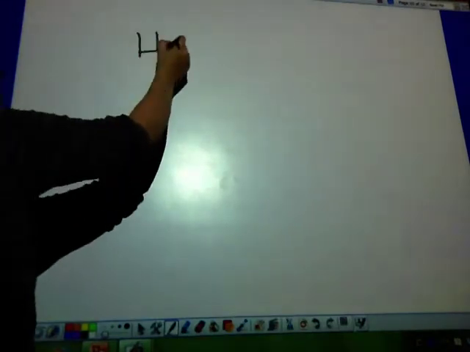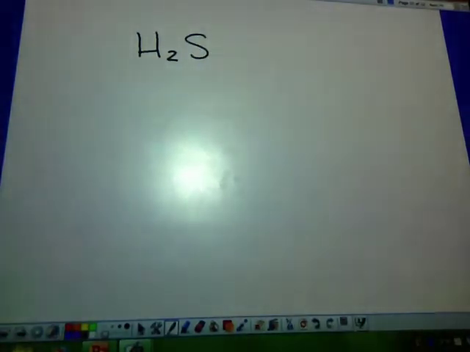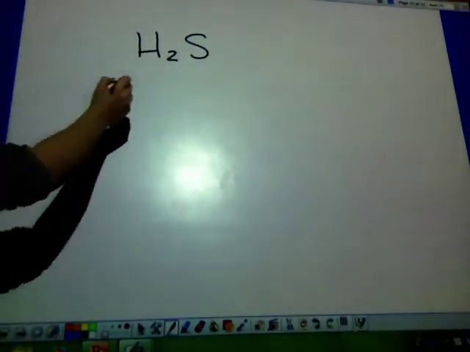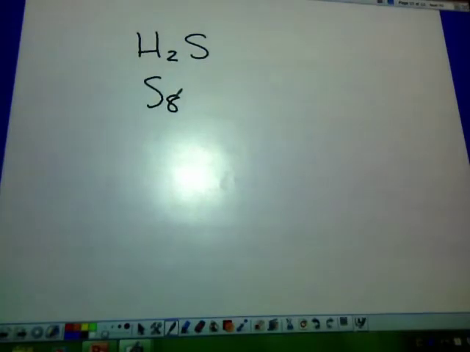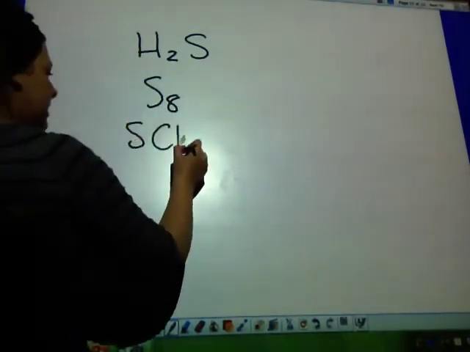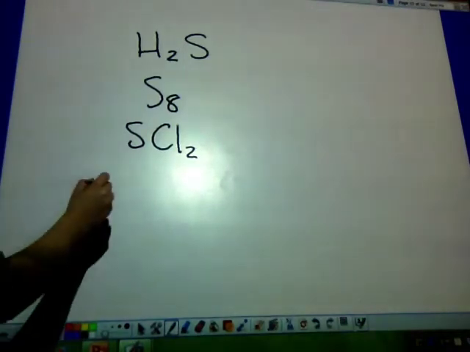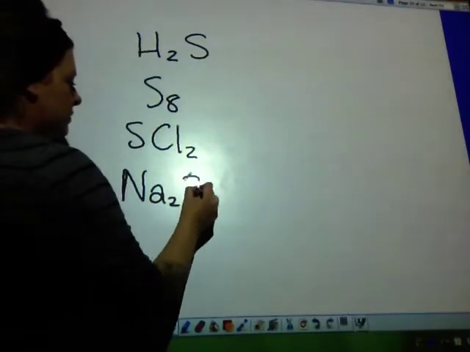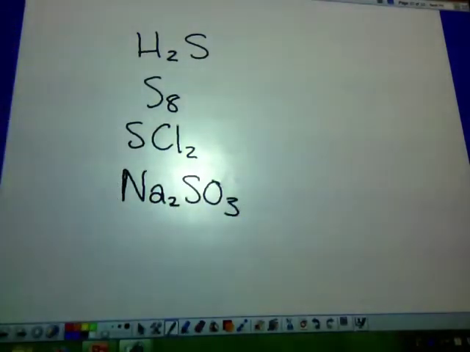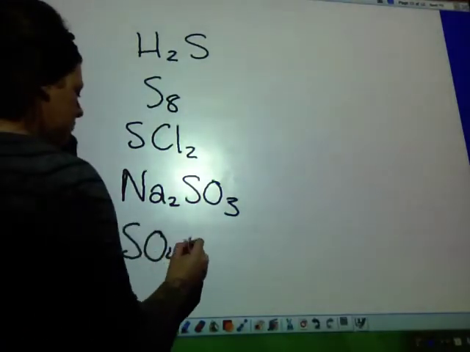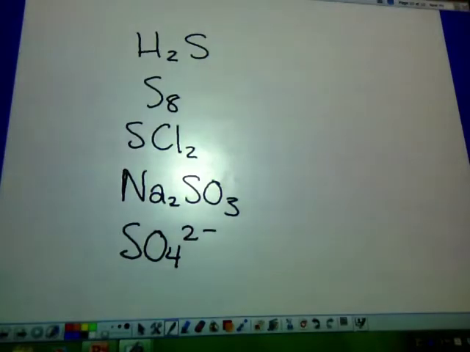Okay, let's say for example, I want to do H2S, let's do S8, let's do SCl2, and let's add a polyatomic in there, Na2SO3. I don't know why I'm digging the sulfur right now. And then let's do SO4 2-. I want us to find the oxidation number for each element in all of these compounds.